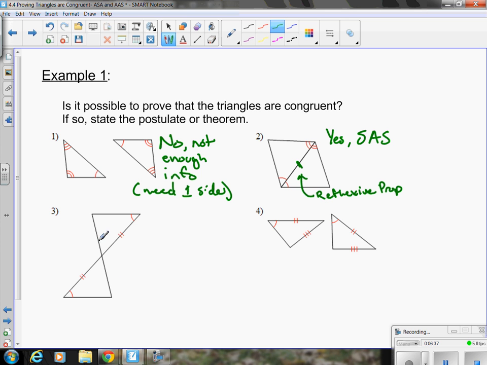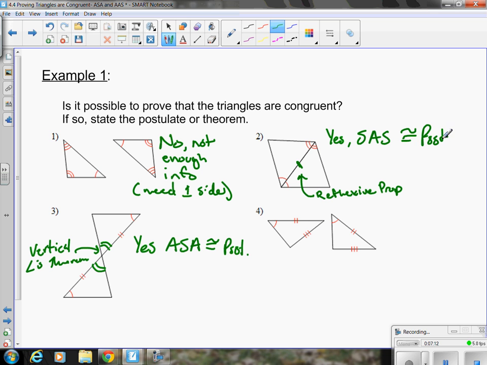The third one, I look at this, and once again, what do I know? I know that I can use the vertical angles theorem to show that this angle is congruent to that angle. Now I have angle side angle again. And a third one, or fourth one, excuse me, I have an angle side side.